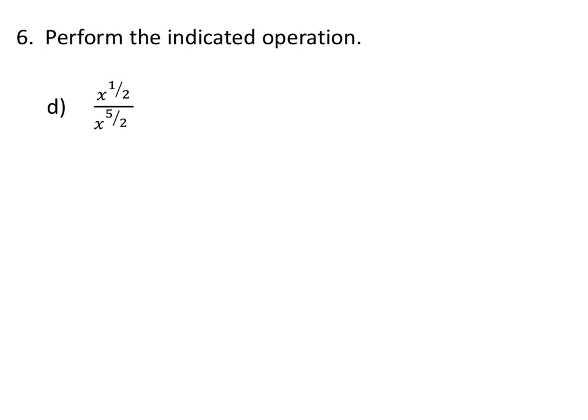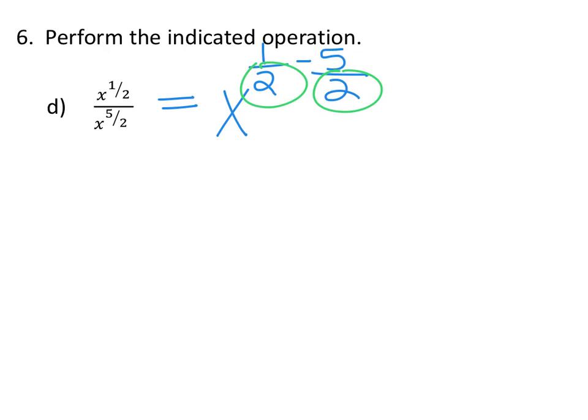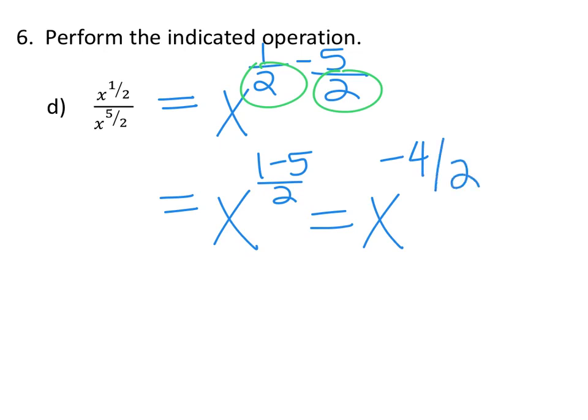To solve this operation, we need to subtract the exponents. So we're going to start with keeping the base, which is x, raised to 1/2 minus 5/2. When we subtract fractions, we need to make sure we have common denominators, which we do in this case. So we're going to keep the denominator the same and subtract the top. So we have x raised to -4/2.